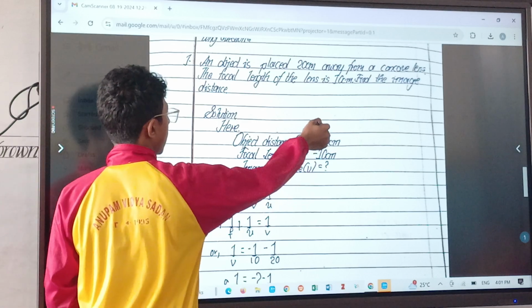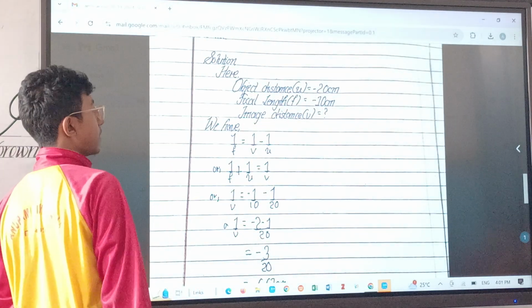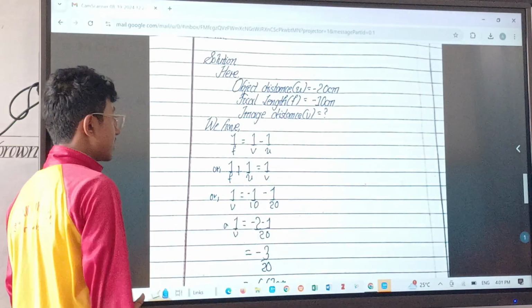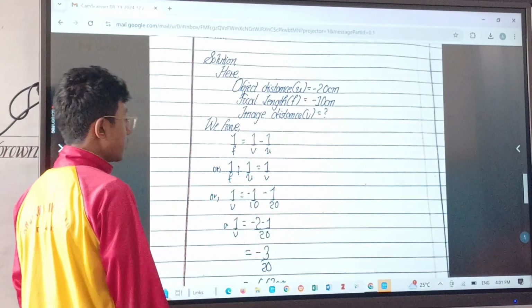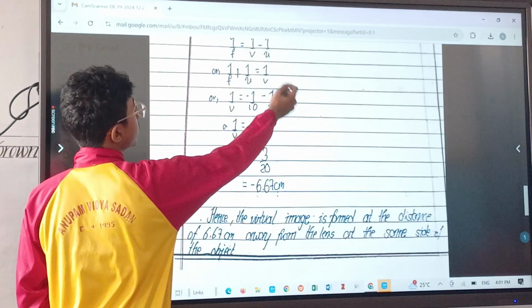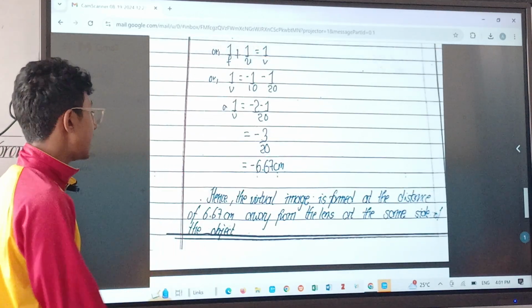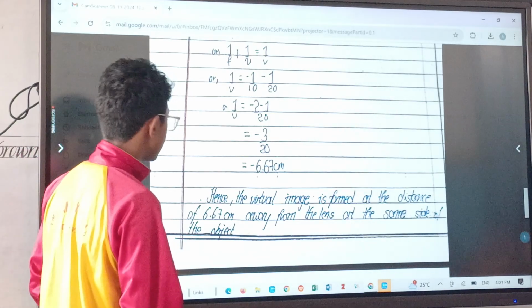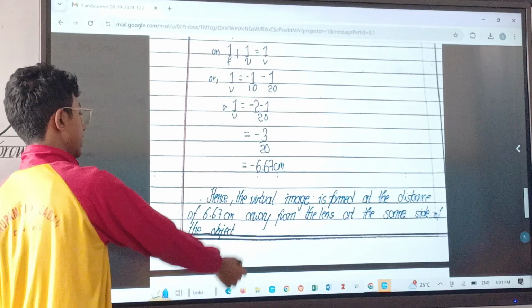So here is given the object distance u equals minus 20 cm and focal length is minus 10 cm. So we need to find the image distance. We have the formula 1/f = 1/v - 1/u. We put in the values, and our answer is minus 6.67 cm. Hence, the virtual image is formed at a distance of 6.67 cm away from the lens, on the same side of the object.